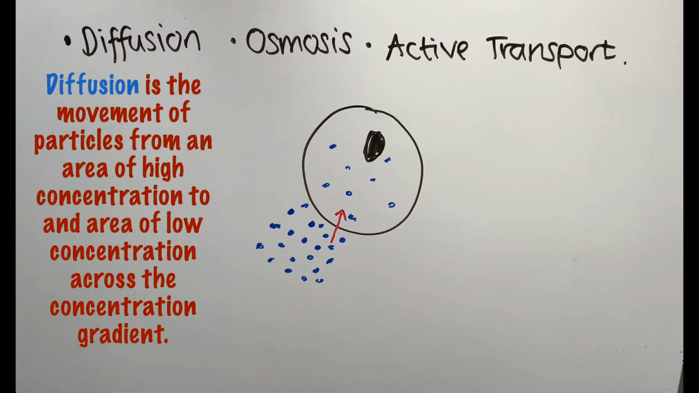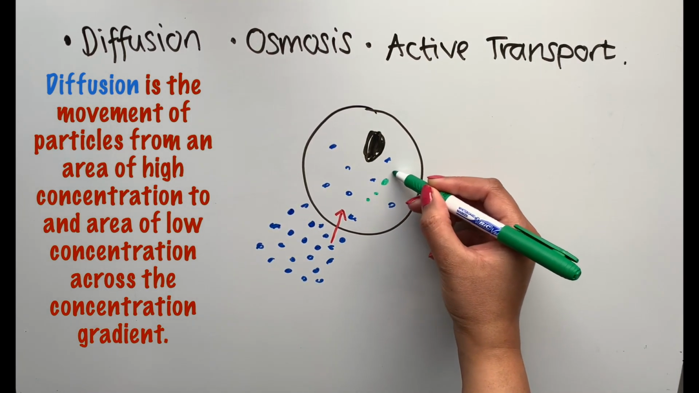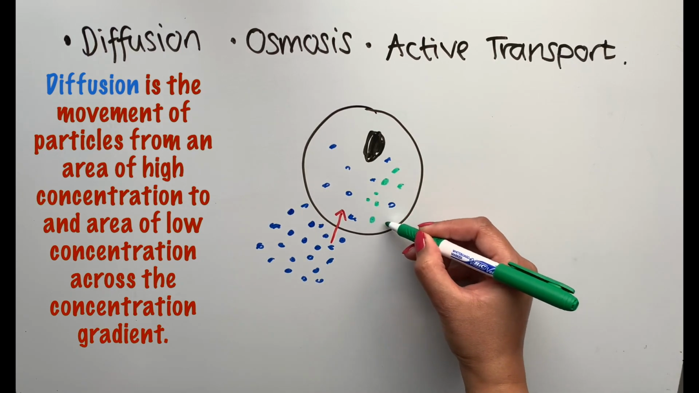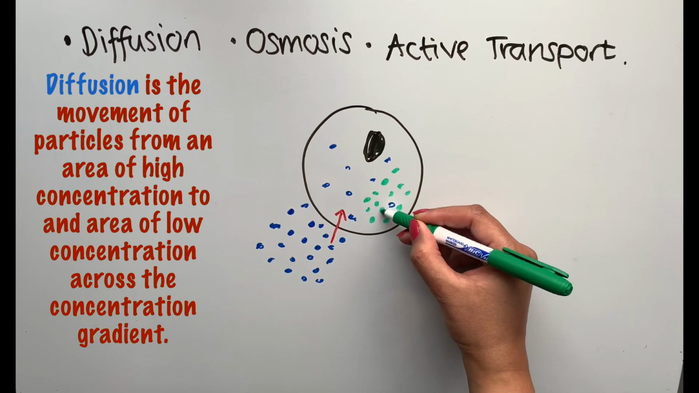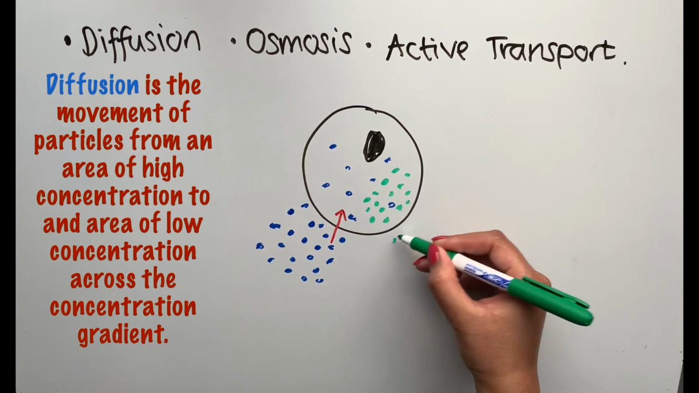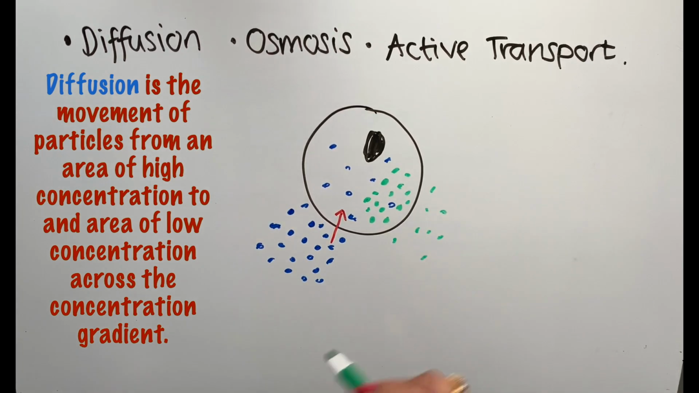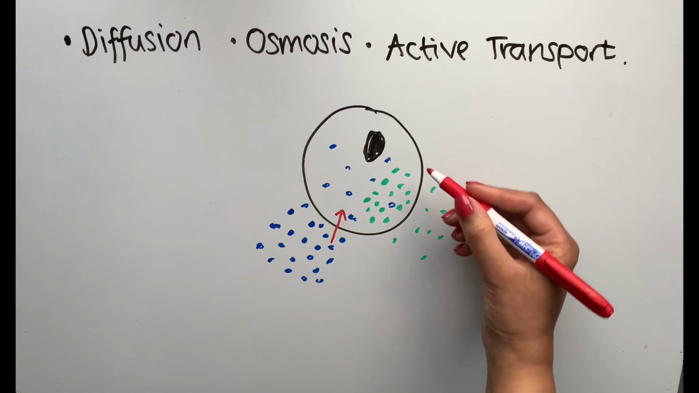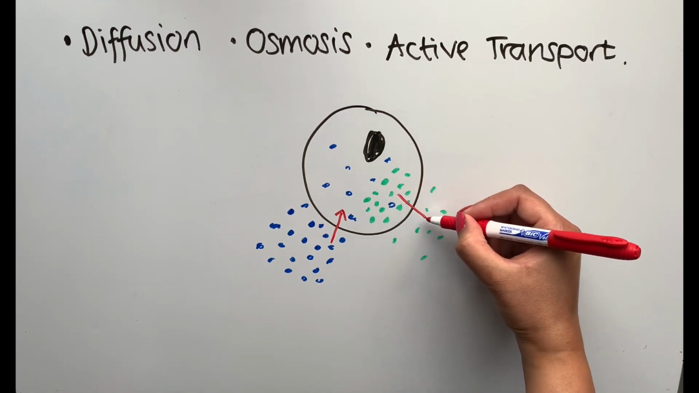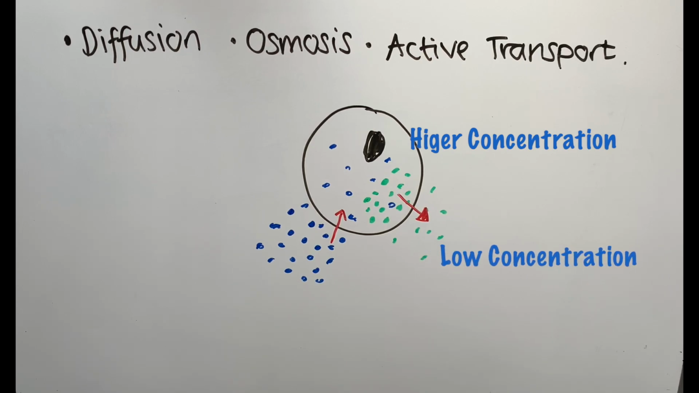However, if we had a high concentration of particles inside our cell and a low concentration of particles outside our cell, then those particular substances again would move from an area of high concentration to an area of low concentration across the concentration gradient.